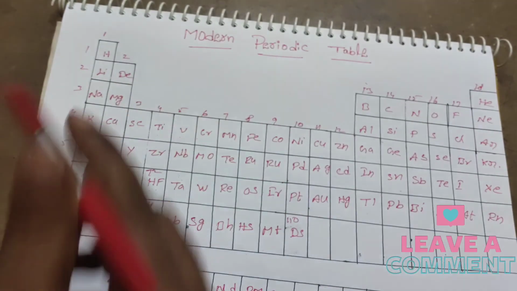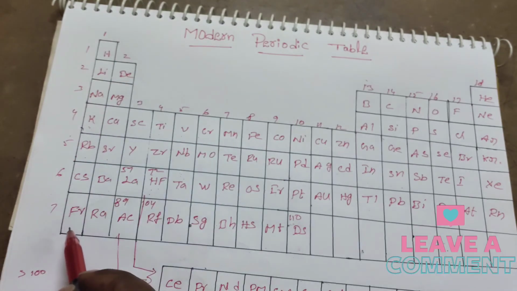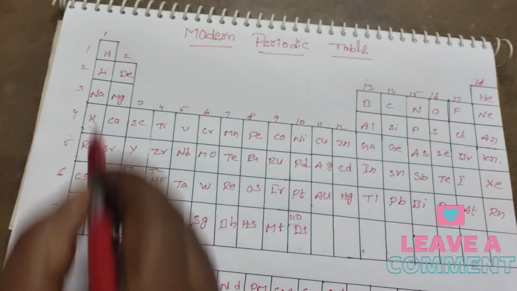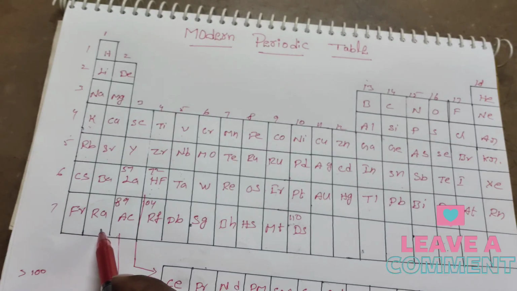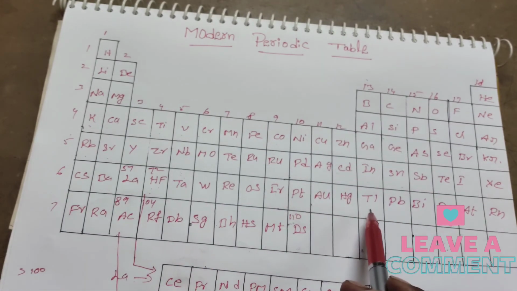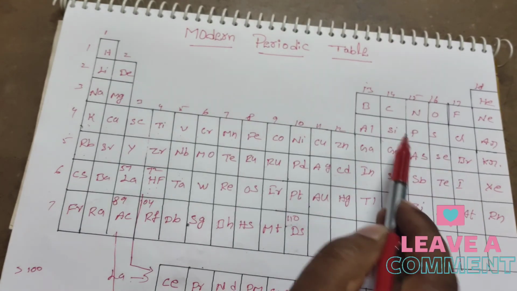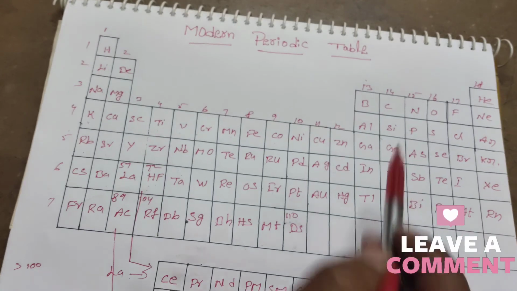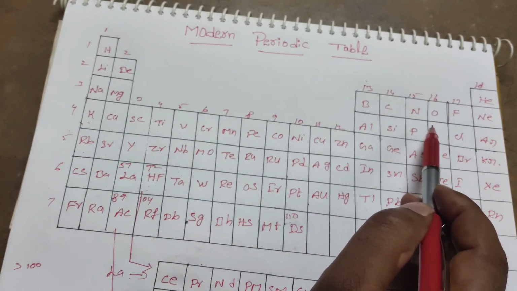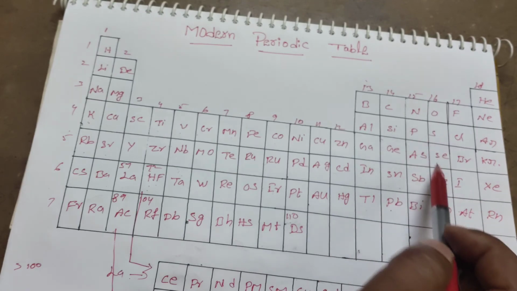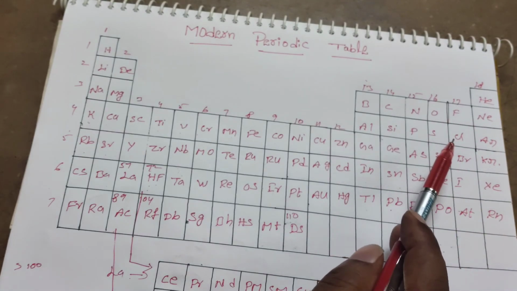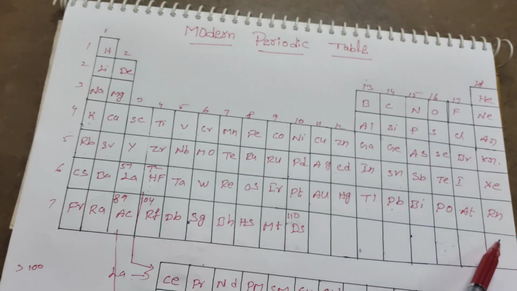And from hydrogen to francium, these elements are called the alkali family. The second group elements, from beryllium to radium, are called alkaline earth metals. The 13th group elements are called the boron family, the 14th group the carbon family, and the 15th group the nitrogen family. The 16th group is called either the oxygen family or the chalcogens family, the 17th group is called the halogen family, and the 18th group is called the noble gas family.